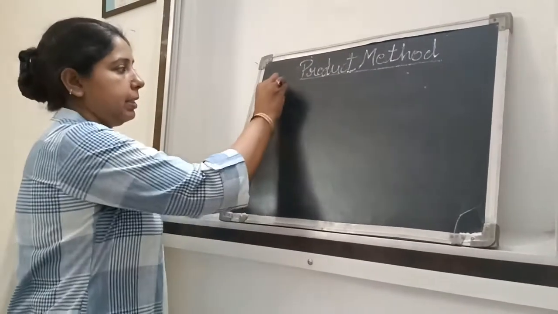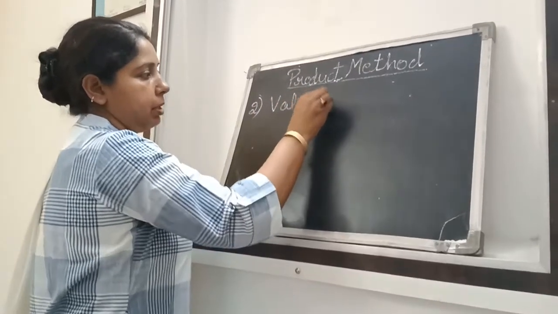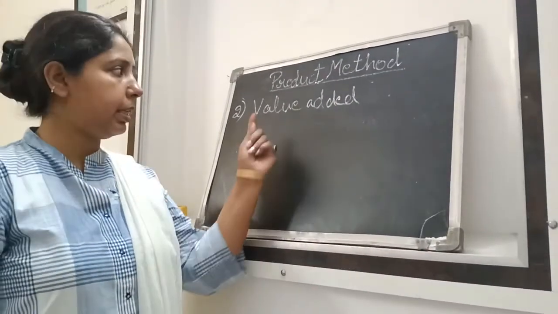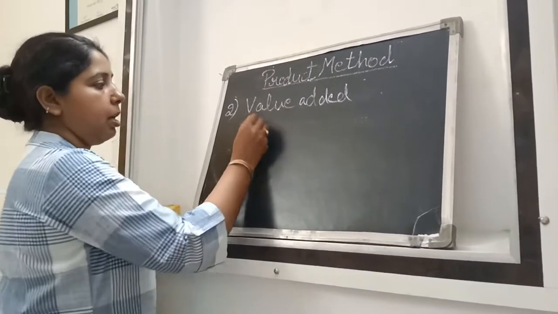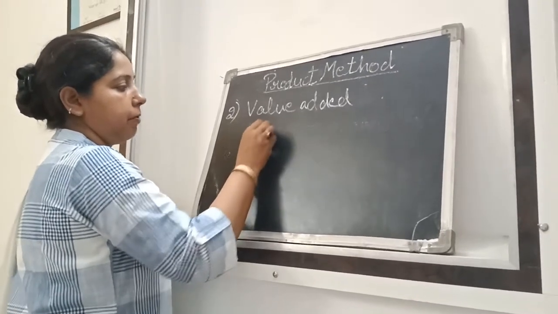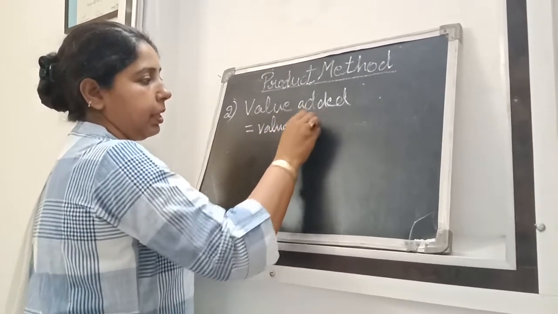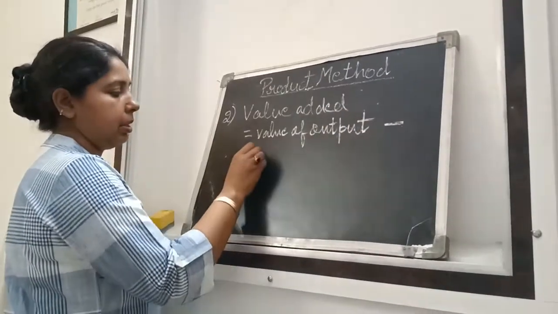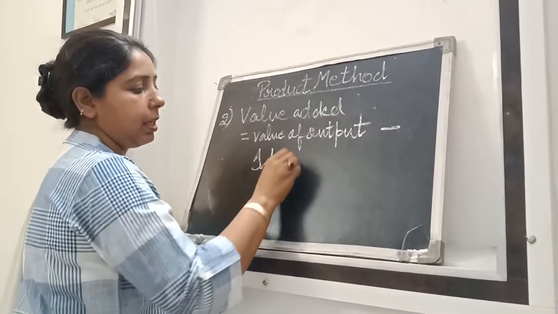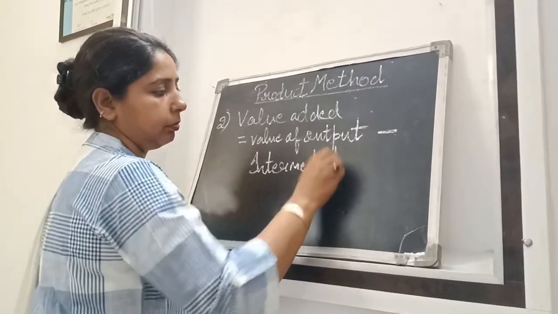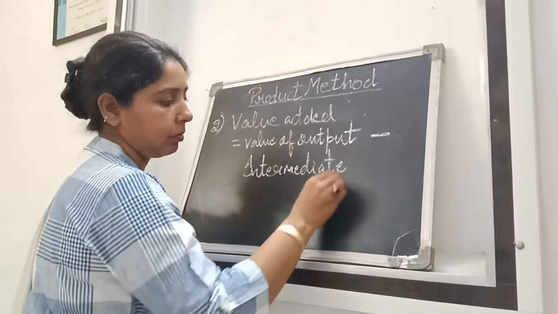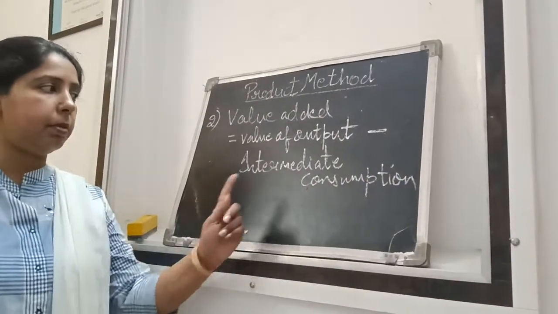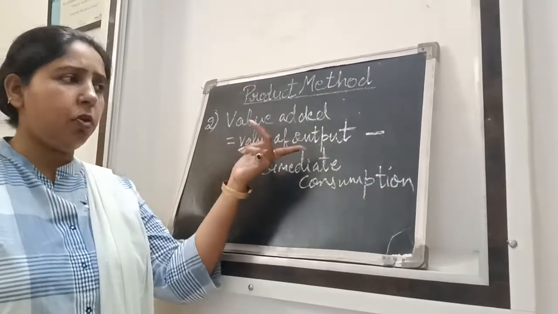Value added is the second component. First is value of output, then is value added. To find it, the formula is value of output, which we have calculated earlier, minus intermediate consumption. Minus intermediate consumption. Now value of output we have done.